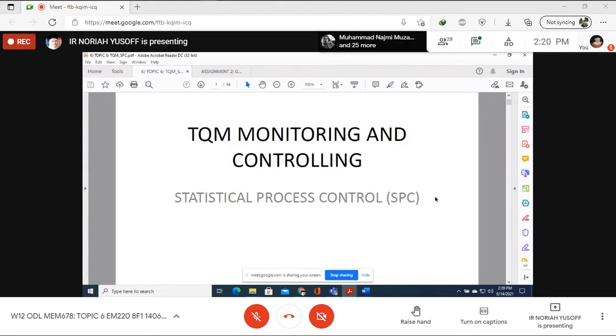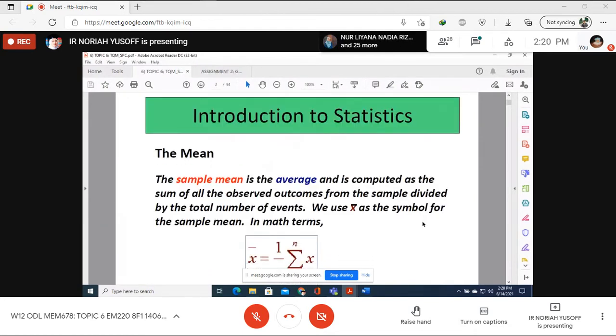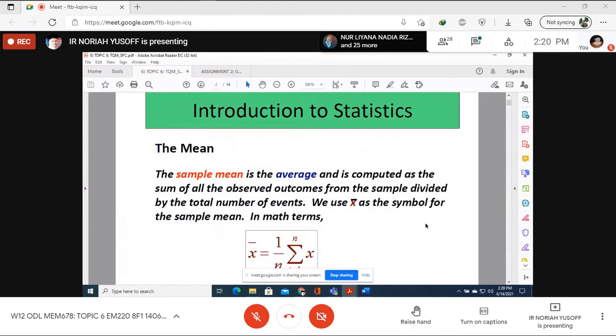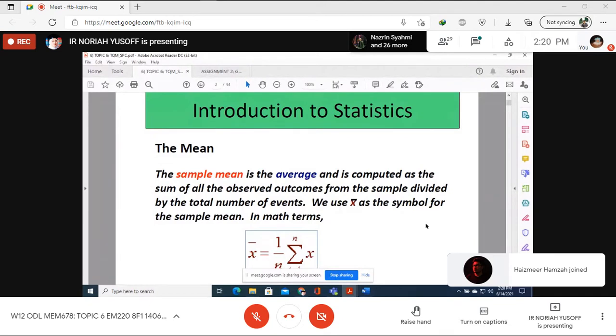But you as an engineer, you need to know the mechanism behind those information. This is where I'm going to share with you how can you actually monitor your process, monitor the manufacturing process using the statistical process control ataupun SPC. So it's a bit of introduction on the statistics, okay?